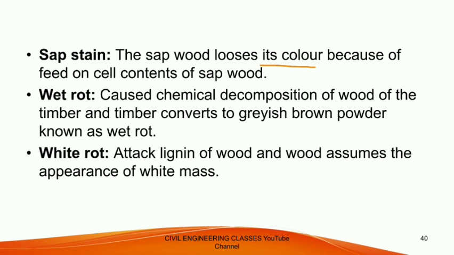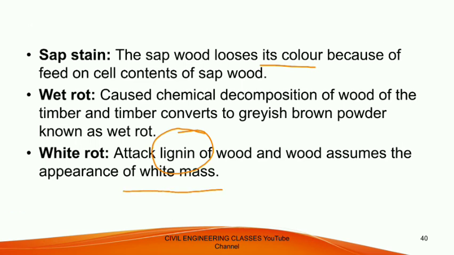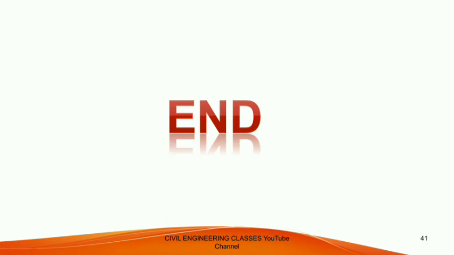And one more is there, that is white rot. White rot is the attack on the lignin in the wood, and the wood assumes the appearance of a white mass. The fungi attacks the lignin of the wood and it will change to a white color. That was about white rot. So here is the end of this particular chapter, timber. So we have covered all the important points.